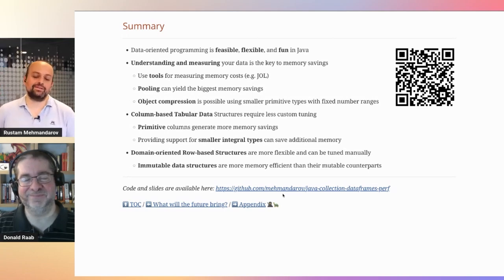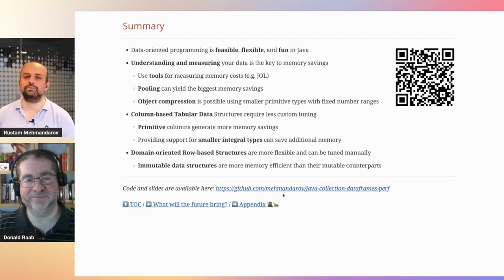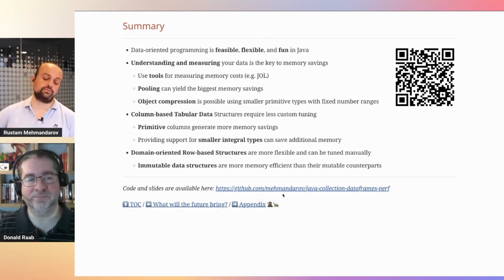Understanding and measuring your data is the most important key that will be there no matter what framework or language you go for. It will be a very important part of it. You should use tools to measure that. You should consider using pooling to get a lot of memory benefits, especially if you have repeating values that are not absolutely 100% unique. Object compression is also possible, using smaller primitive types for fixed number ranges.